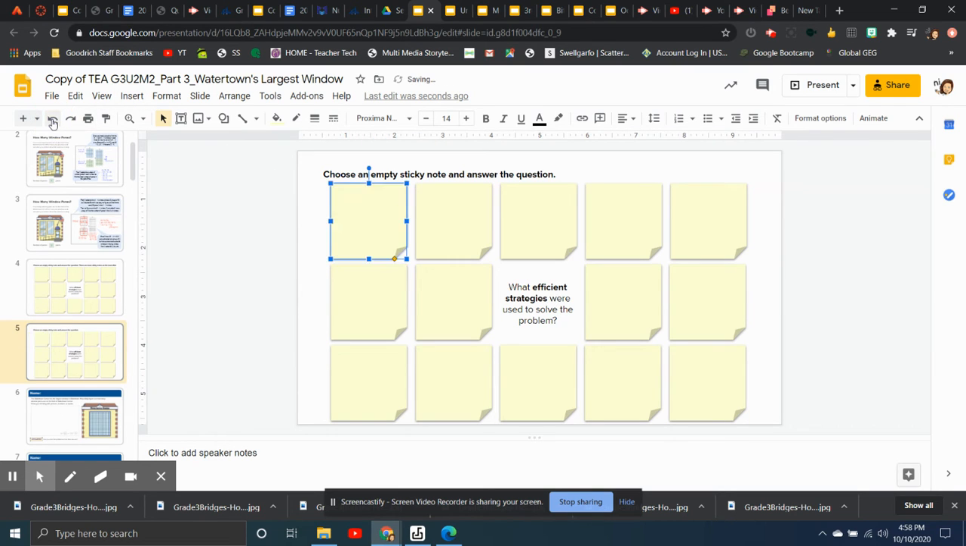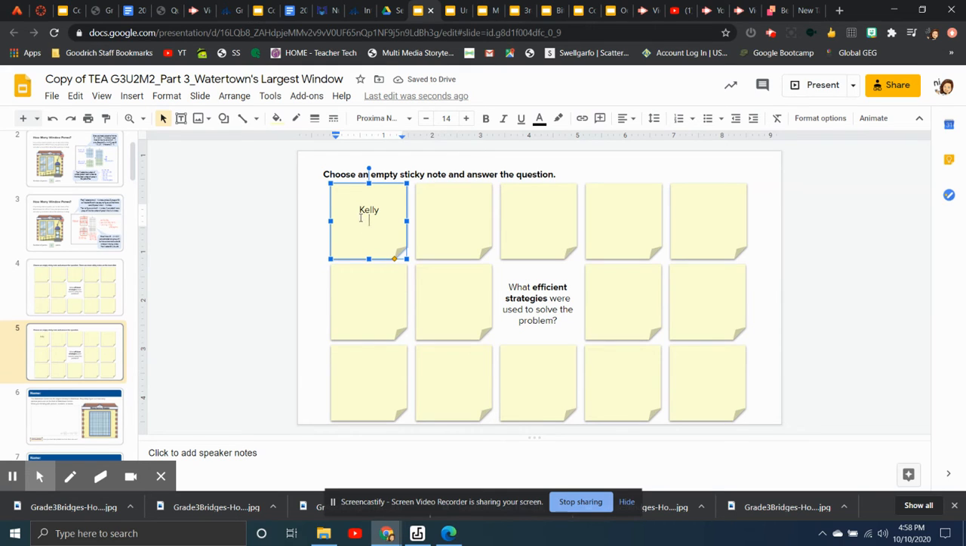Undo, undo. There we go. You're going to click on this sticky note. What efficient strategies were used to solve this problem? So you're going to look at these 2 things and what were the efficient strategies. So first you're going to put your name and then you're going to write the strategy on the sticky note.